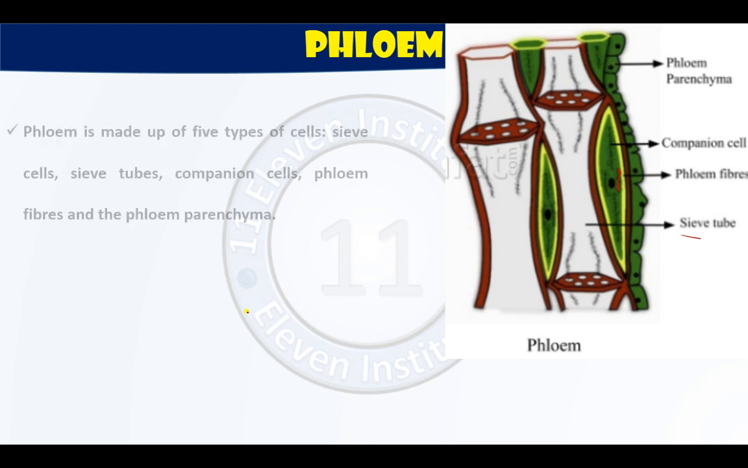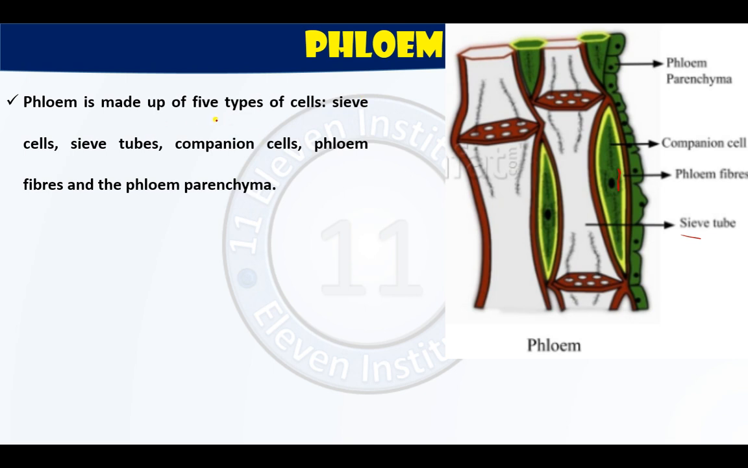Now let us see. Phloem is made up of 5 types of cells. Xylem was made up of 4 types of cells. Phloem is made up of 5 types of cells. Which 5 types of cells do we have? Sieve cells, sieve tubes, companion cells, phloem fibers, and phloem parenchyma. First one is sieve cells, then sieve tubes, then companion cells, then phloem fibers, and then phloem parenchyma.